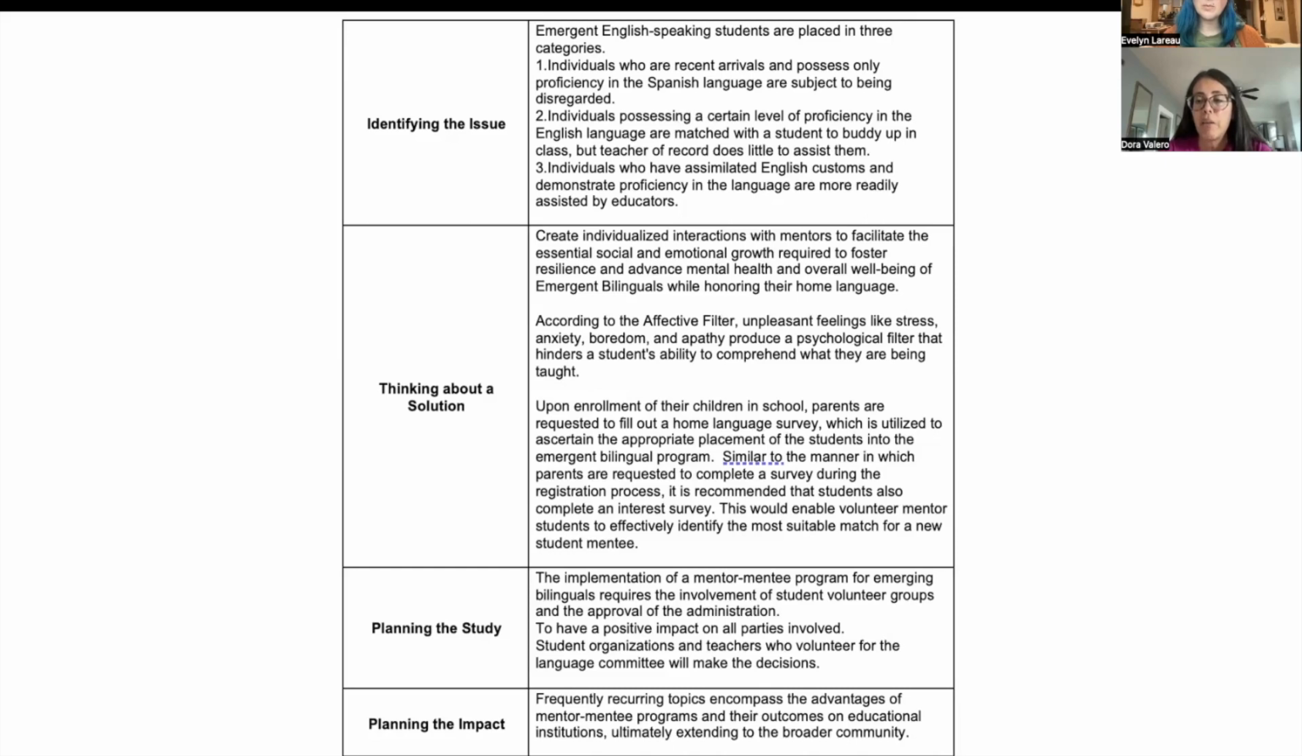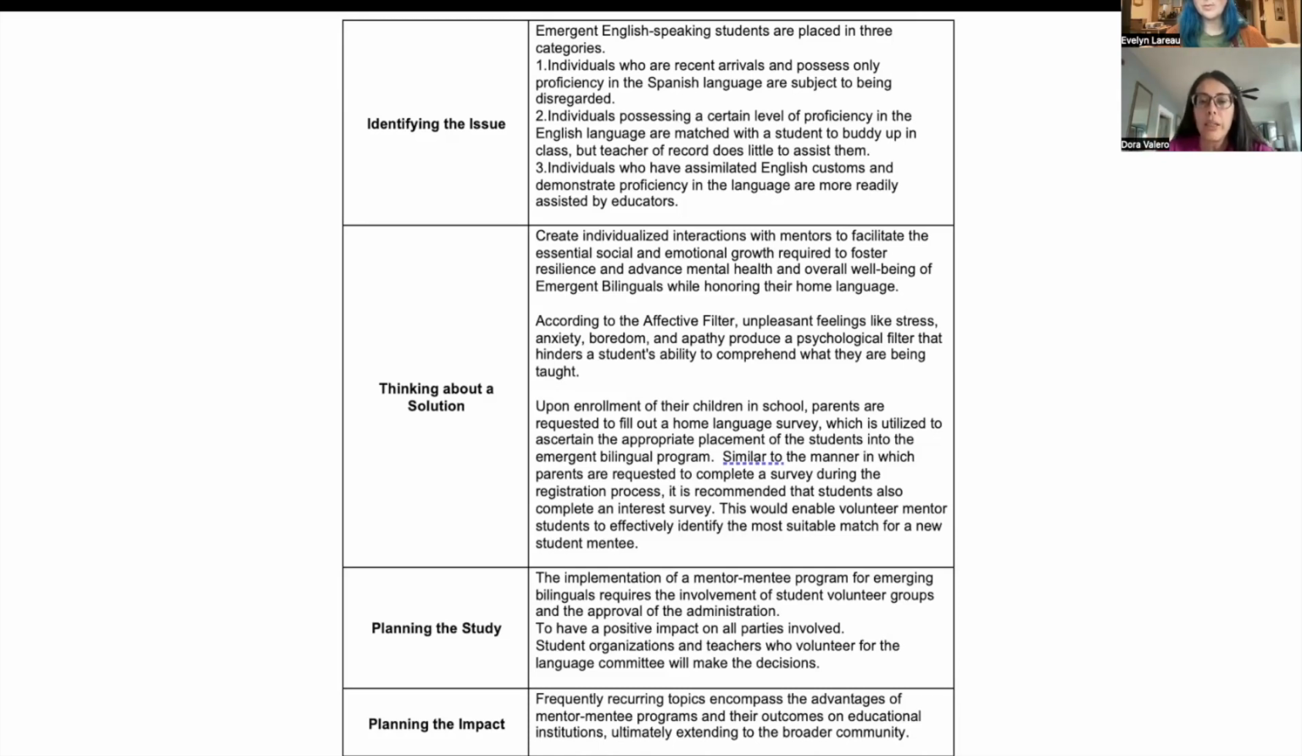Have them do Posada in December, have them do a presentation on 16 de septiembre, have them do a presentation on Day of the Dead, not just in Spanish class, but as a cultural presentation to honor who they are. So according to the affective filter, unpleasant feelings like stress, anxiety, boredom, and apathy produce the psychological filter that hinders the student's ability to comprehend what they're being taught. So if they're not understanding what they're being taught, it's because they don't feel like they belong. So we want to make them feel like they belong and that they're part of the school community.